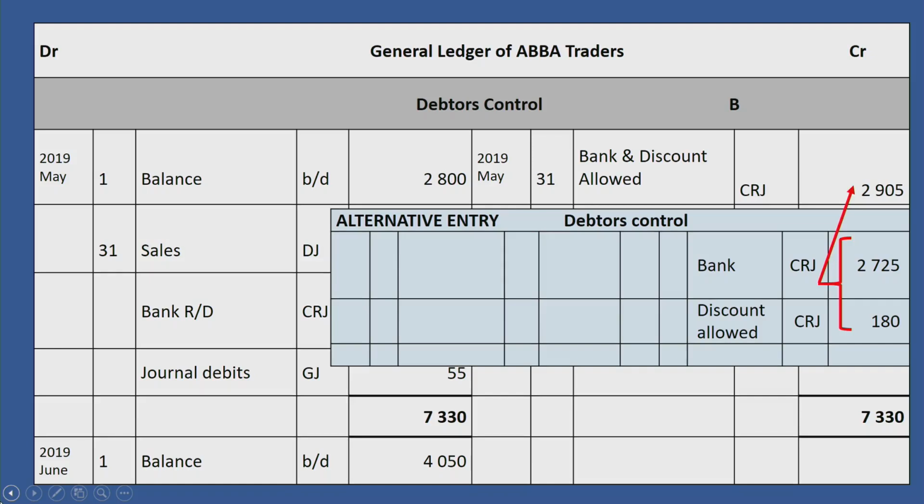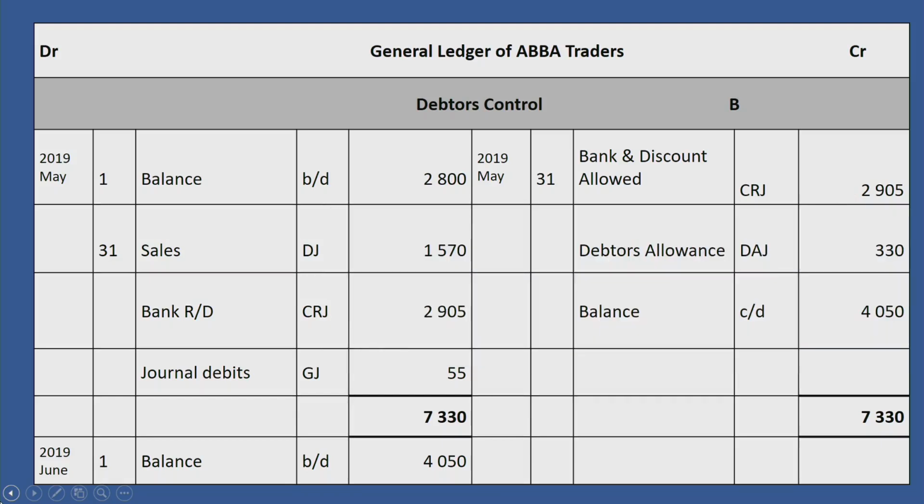Look at this. The bank amount, if you figure out from your journal later on, the only amounts they paid me is 2725 in total, but the discount allowed is 180. So if we say in the top method bank and discount allowed, it's 2905, and if we say the bottom method, it's separate. Be aware of the different methods and ask your teacher which one you will be using in tests.